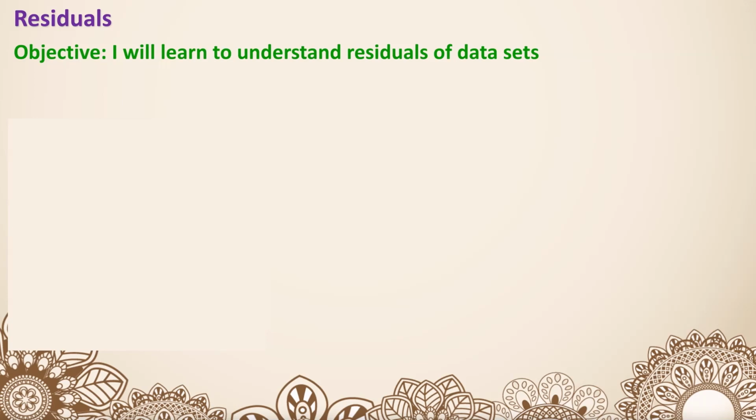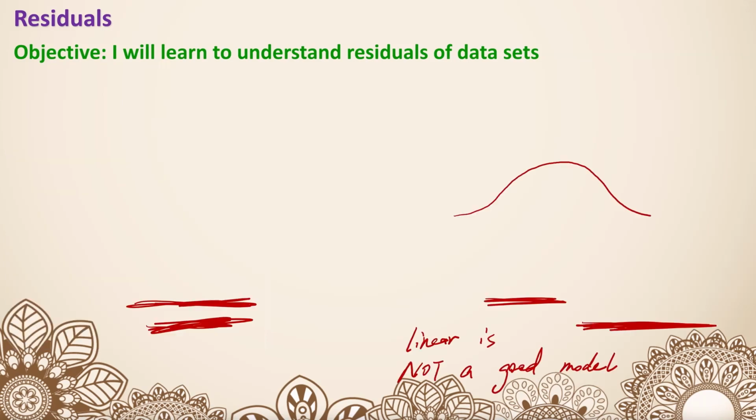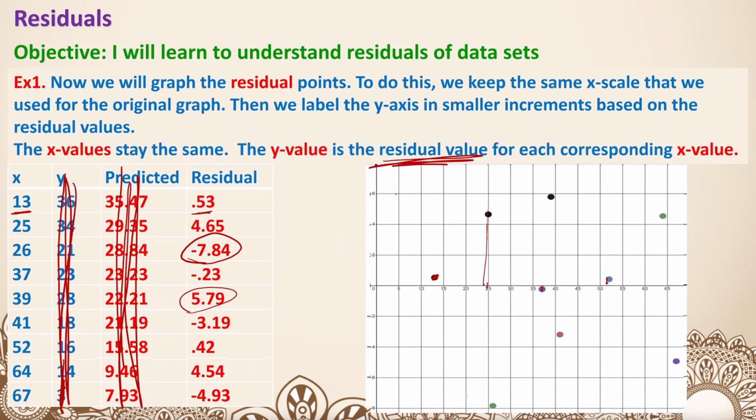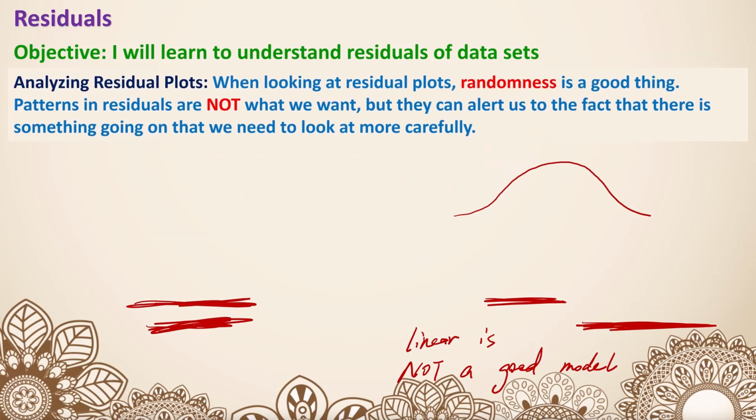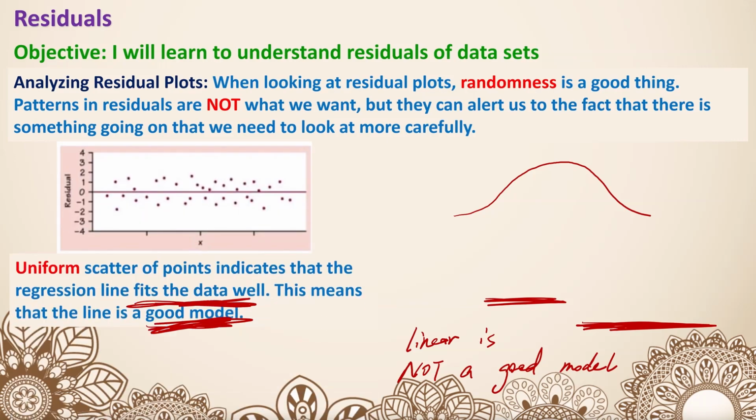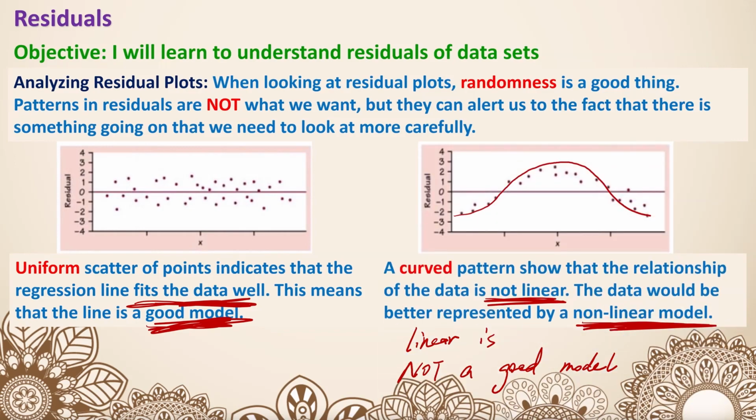Before we get into the calculator stuff, let's quickly review what conclusions we can get from the residual plots. So here they are. Analyzing a residual plot, we actually want randomness. That is a good thing, and a pattern is not what we want. So we can have a uniform scatter plot. This is just one situation. It does not mean that only when it's uniform do we have a good model. It's just that when everything is scattered around, it shows randomness. That is a good model. In comparison, when you have a curved pattern, then it's not a good linear model.